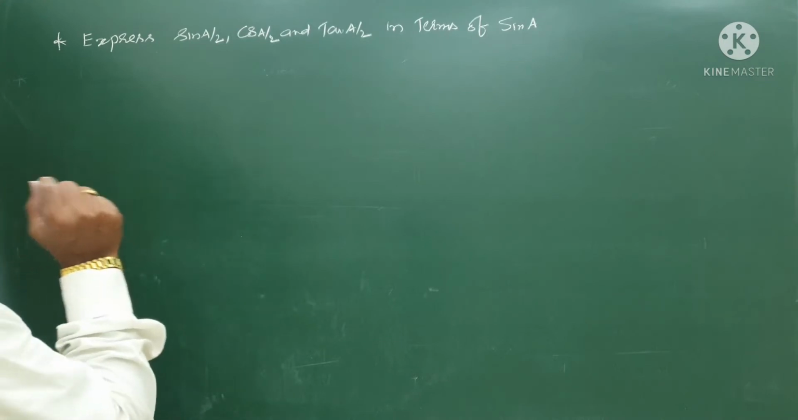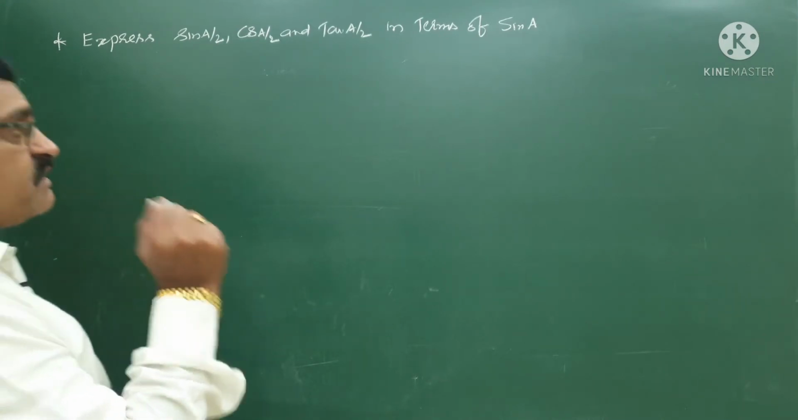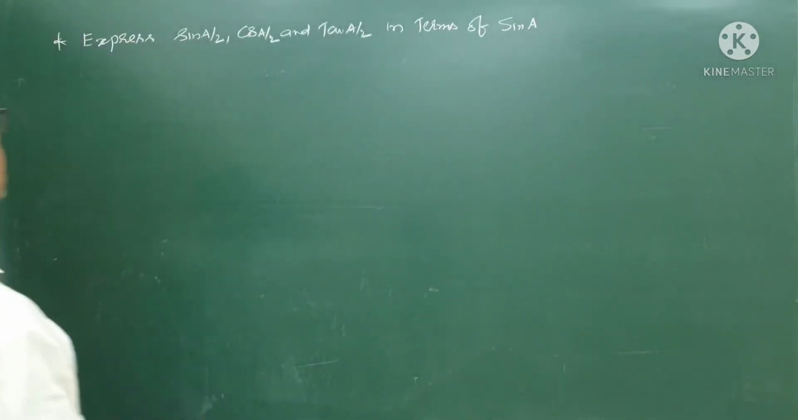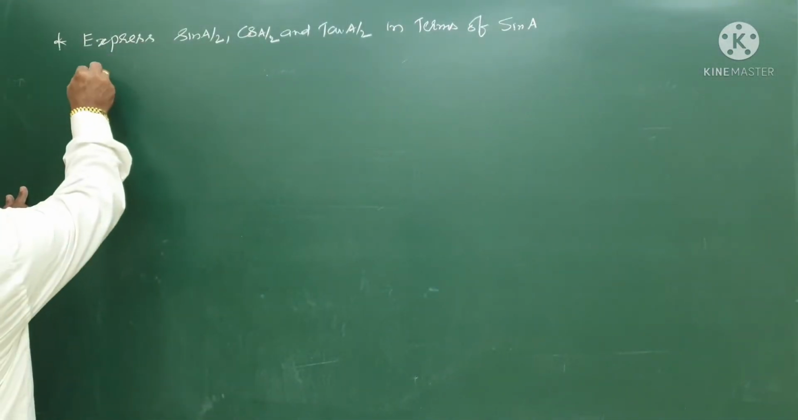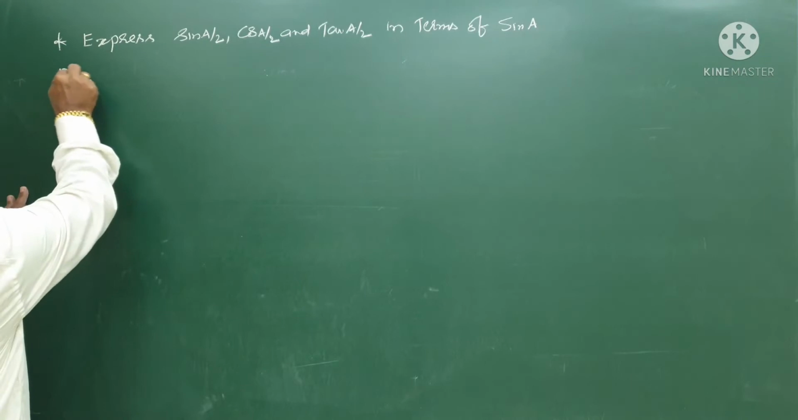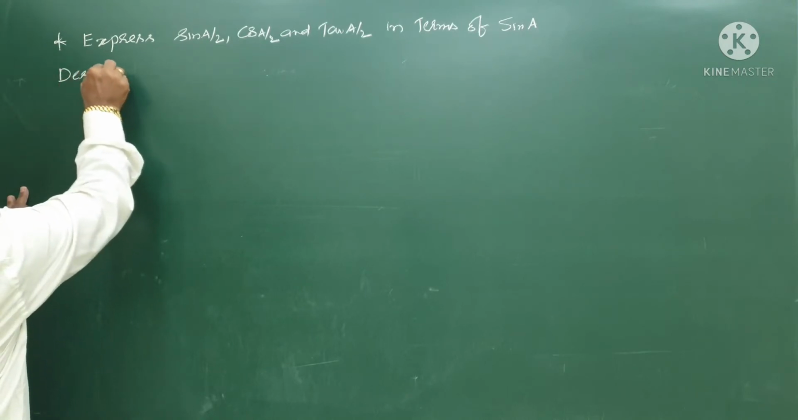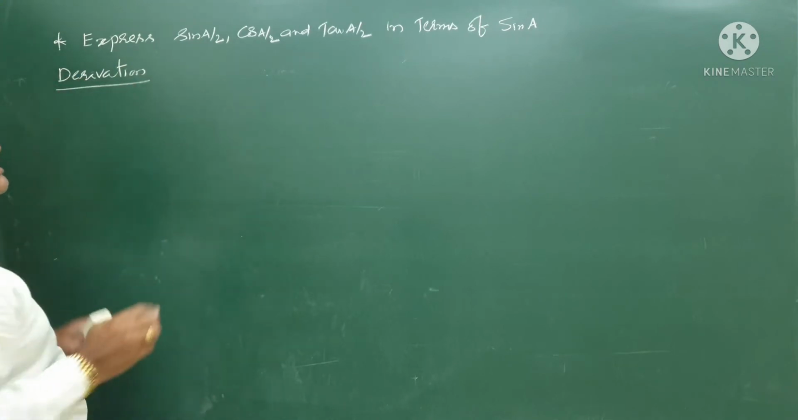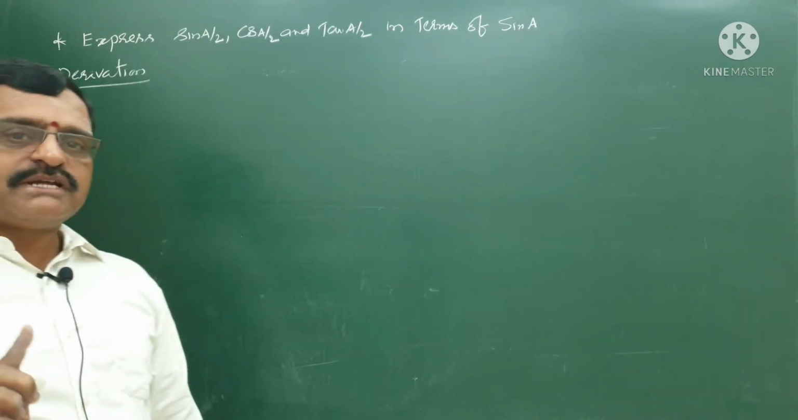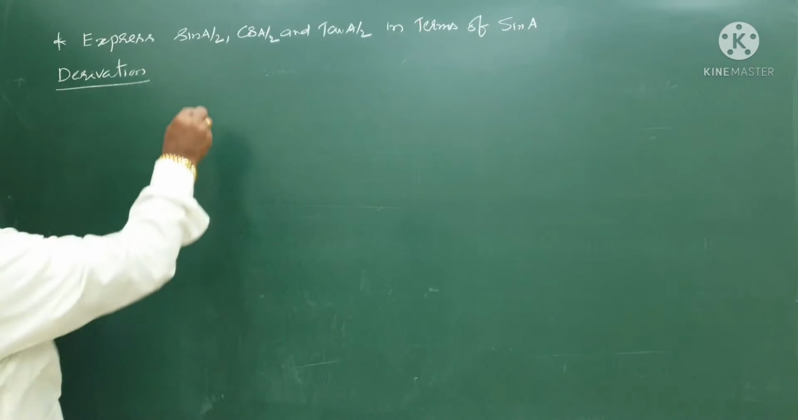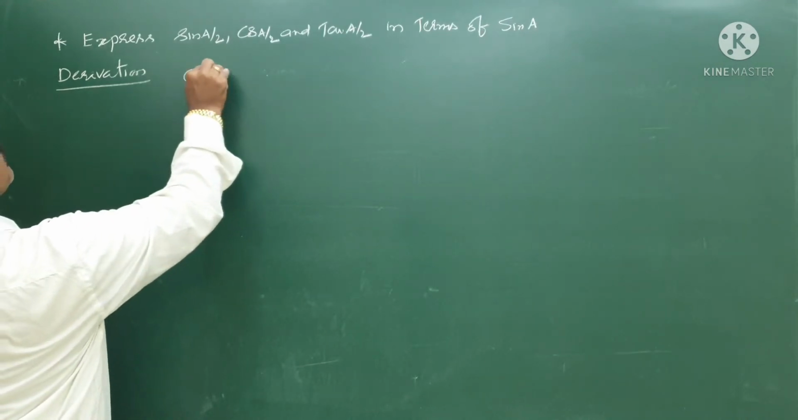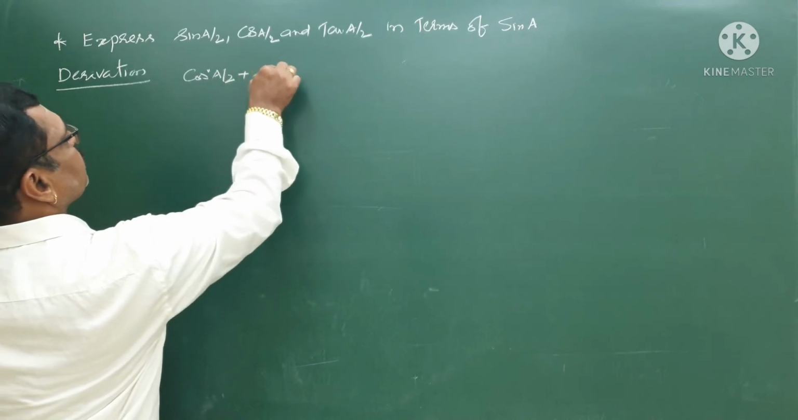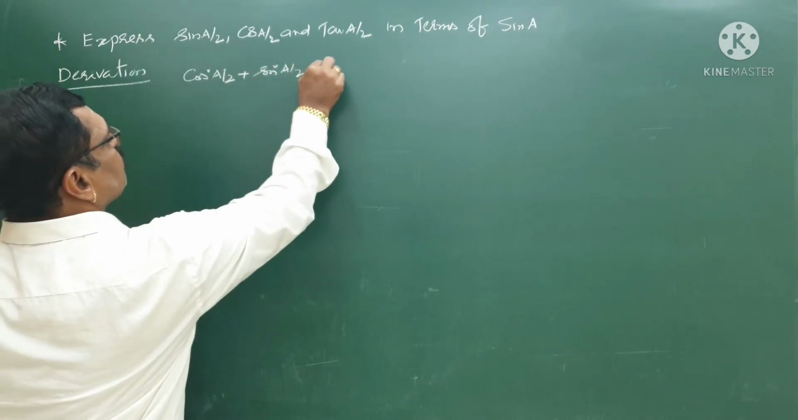Expressing sin A by 2, cos A by 2, tan A by 2 in terms of sin A. This is the next one. So, proof or derivation. For this one, I am going to consider two identities. Number one, we know cos square A by 2 plus sin square A by 2 is equal to 1.